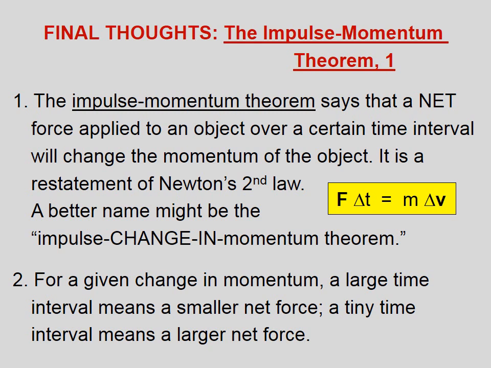Final thoughts on the impulse momentum theorem. First, the impulse momentum theorem says that a net force applied to an object over a certain time interval will change the momentum of the object. It is a restatement of Newton's second law. A better name might be the impulse change in momentum theorem. Second, for a given change in momentum, a large time interval means a smaller net force. A tiny time interval means a larger net force.